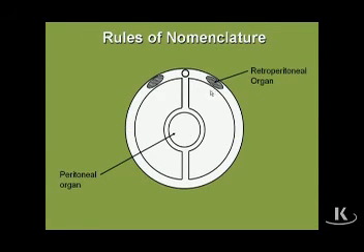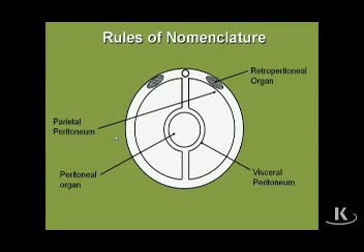The second rule is that the peritoneum that surrounds a peritoneal organ, in other words, this peritoneum that's surrounding a peritoneal organ, will always be called visceral peritoneum. And the peritoneum that covers retroperitoneal organs will always be called parietal peritoneum. So the second rule is visceral peritoneum is the peritoneum surrounding peritoneal organs, and parietal peritoneum is the peritoneum covering retroperitoneal organs.